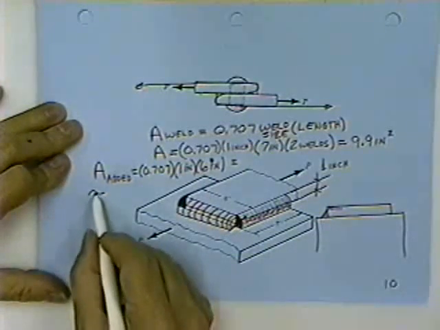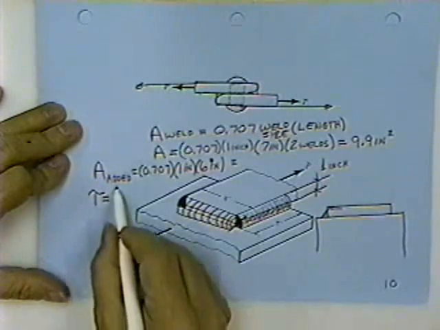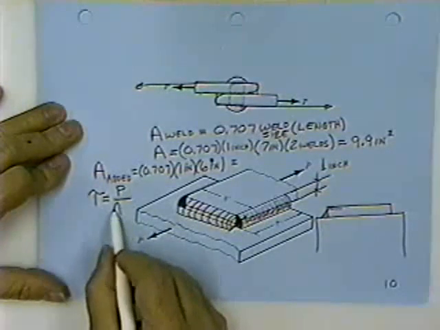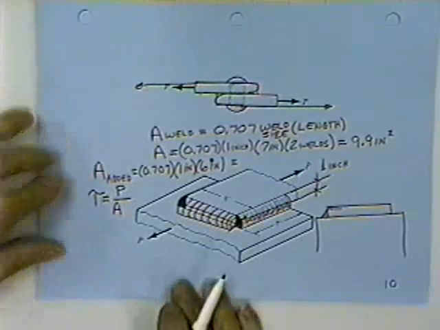The stress induced in a weld is a shearing stress. I don't care if you push on it, pull on it, twist it. You can do anything you want to a weld. The weld tends to fail in shear across a 45-degree plane. And you would simply take the load divided by the total area of the weld, and that'll give you the stress in the weld.